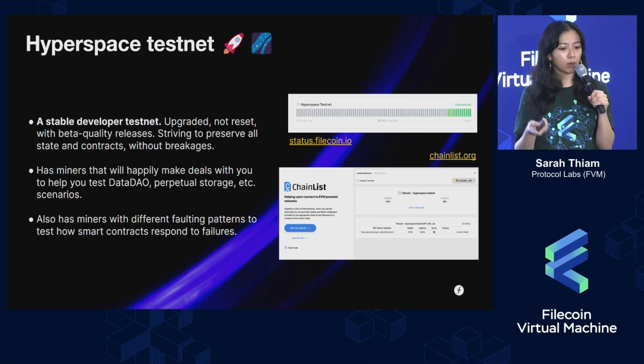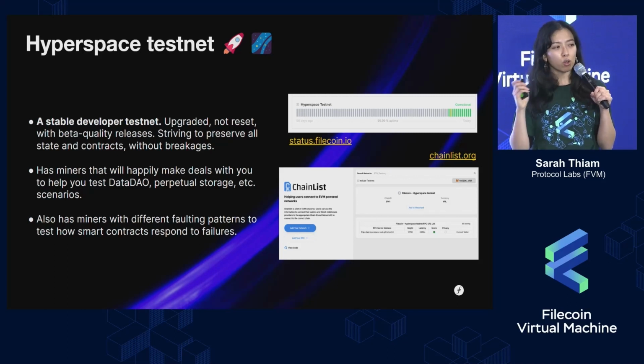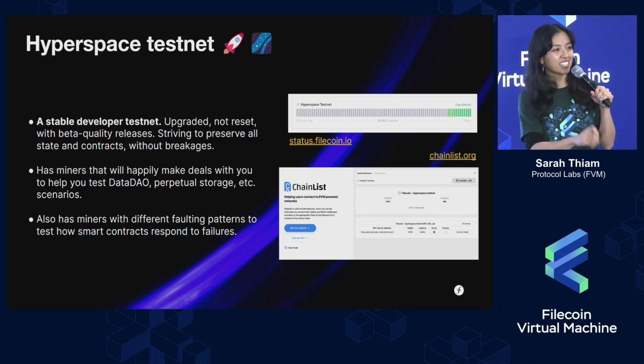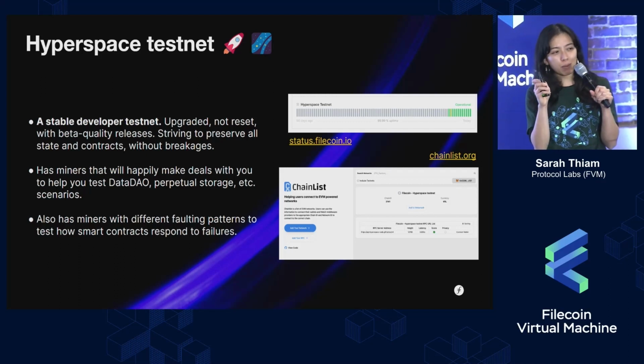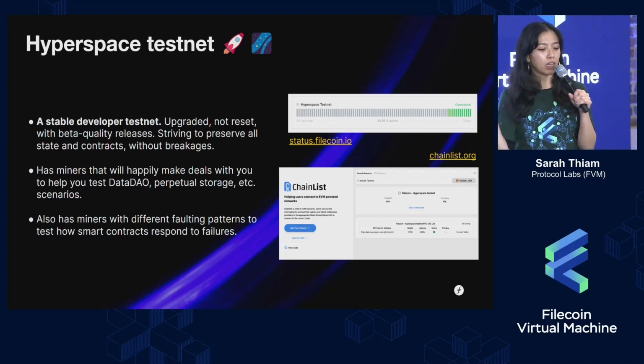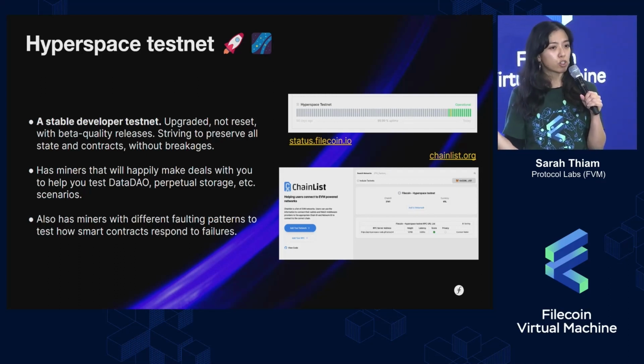Some tools, if you're a developer, we have a Hyperspace testnet that is ready. This is a network that will not change. We're not going to change it after mainnet, and we also will rarely reset it. We might upgrade it from time to time, maybe one reset in every 3 to 4 months, but it's a stable developer testnet.